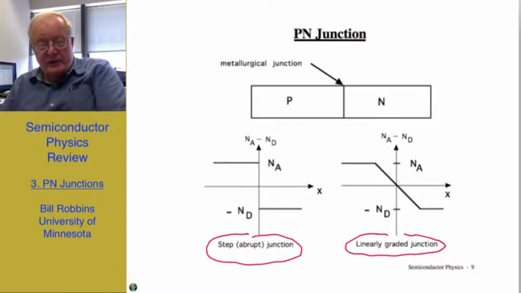In all of the rest of our discussions, we're going to be assuming that we're dealing with step junctions, because in the semi-quantitative discussions that we're going to be getting into, there isn't much difference in the overall properties of the devices, whether you're using a step junction or a linearly graded junction.